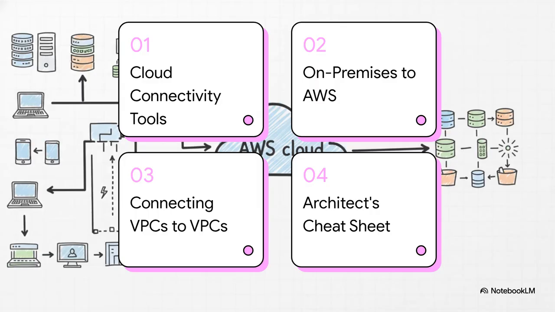So here's our game plan. We'll start by building out our connectivity toolkit. Then we'll see exactly how these tools connect your office network to AWS, and then how they connect your cloud networks to each other. And we'll wrap it all up with a quick and dirty architect's cheat sheet to make sure these key facts are locked in for your exam.